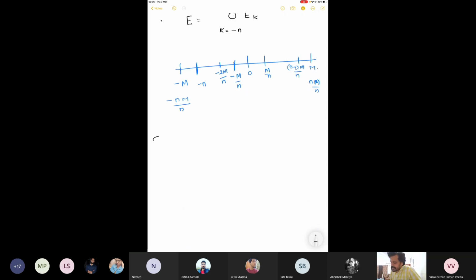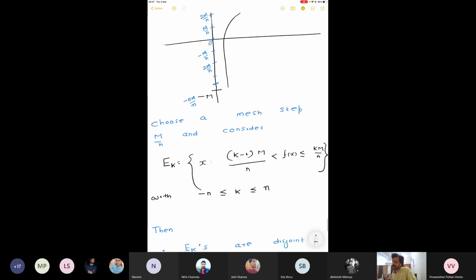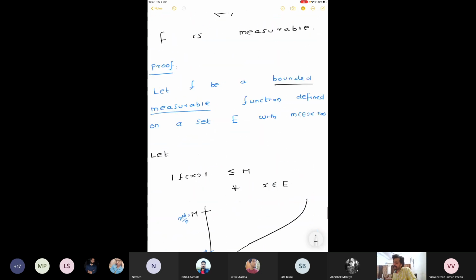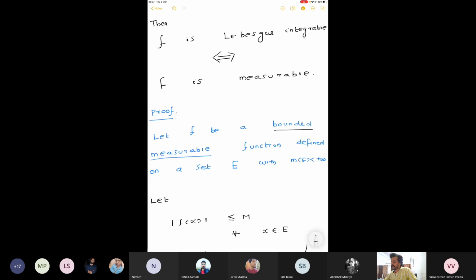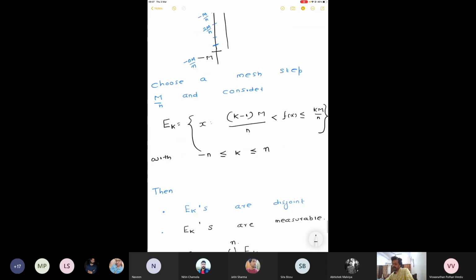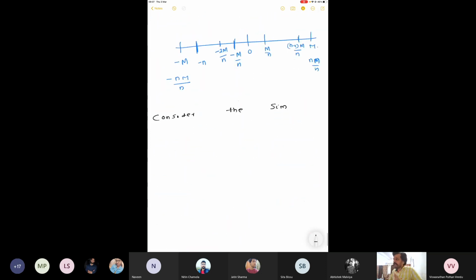Now, let us consider the simple functions. I think we forgot what our main aim is. So let me remind you, the target is to prove that f is Lebesgue integrable. For that, we have to prove that the upper Lebesgue integral is equal to the lower Lebesgue integral. So for that, I am going to consider simple functions, because we know how to integrate only via simple functions.